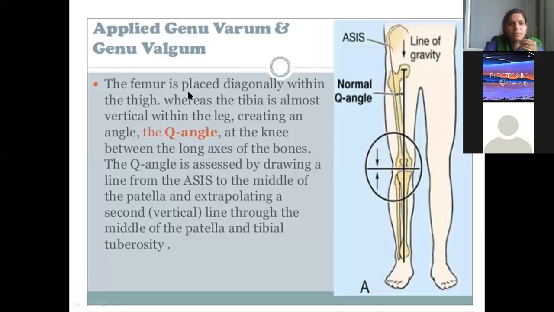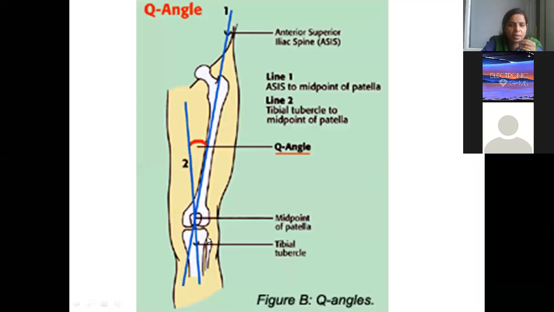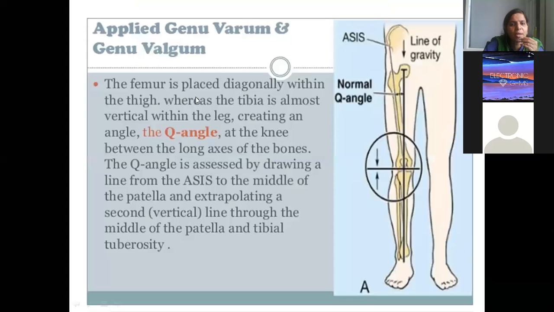Now we are coming to some applied aspects. There is one Q angle like this. How is it formed? You take one line starting from the anterior superior iliac spine, then through the center of the patella, the intercondylar area, and the tibial tuberosity. From there, if you draw one line moving towards the medial side of the thigh and take this angle, this is called the Q angle.